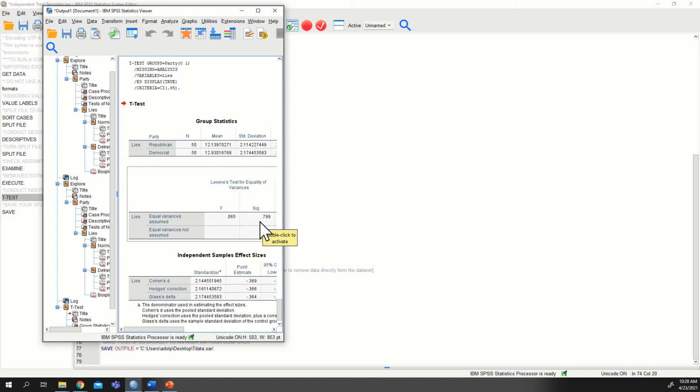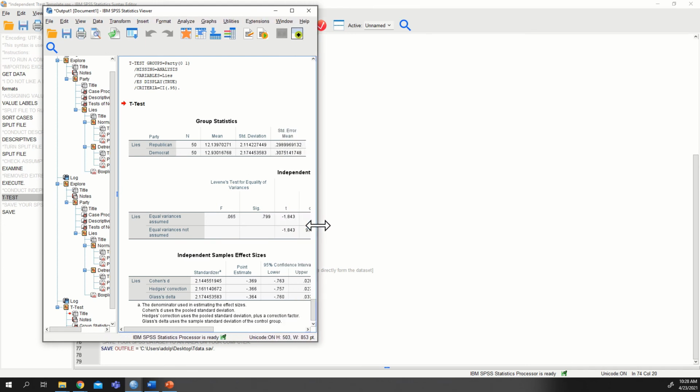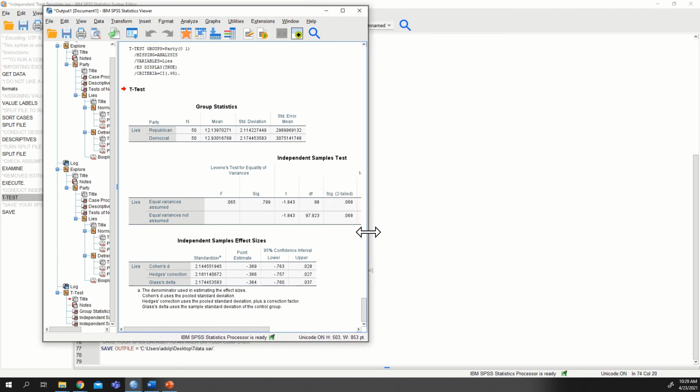Again, I know it's a little difficult because we're so used to wanting our p-value to be less than 0.05, but again, this is a different test in the sense that we're just seeing if they're different, and we don't want them to be different. So this is a good value, 0.799, and that's saying that the variances between the two groups are not statistically different. In the case that it was, then we would be using this bottom section to interpret our independent t-test results.